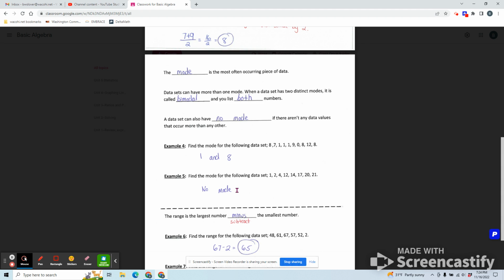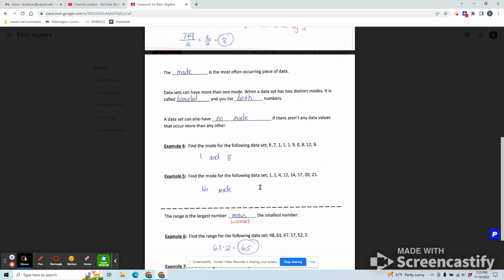Do not put 0. 0 is a value, right? It means you have 0 of something. You have nothing of some quantity. I have 0 oranges. I have 0 apples. I have $0. So if there is no mode, you write no mode. Don't leave it blank, because that to Mr. Slover means that you skipped the problem.